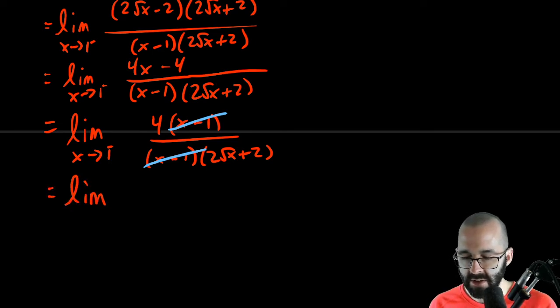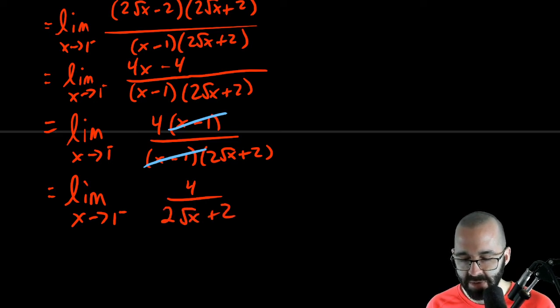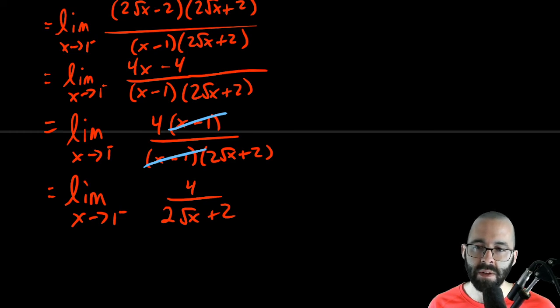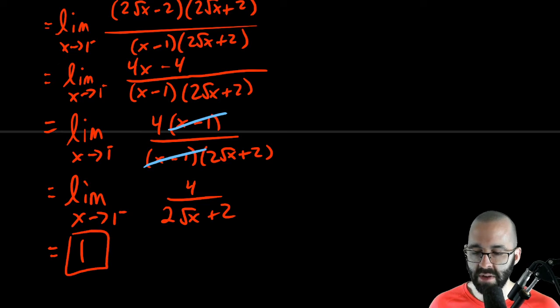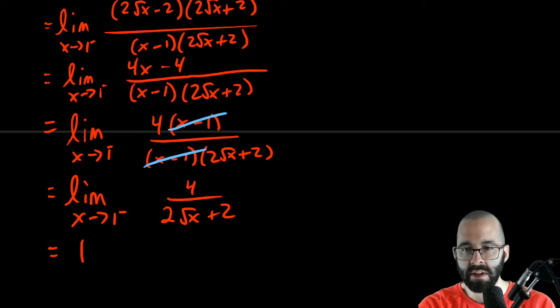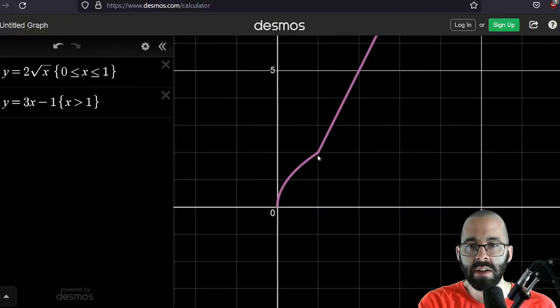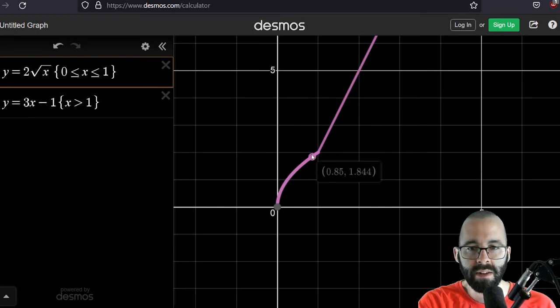That gives us the derivative from the left is this limit of just 4 divided by 2 root x plus 2. We can use direct substitution now. Plug in x equals 1, plug that into a calculator, and the slope from the left equals 1. At this point, from the left, this slope is about 1.